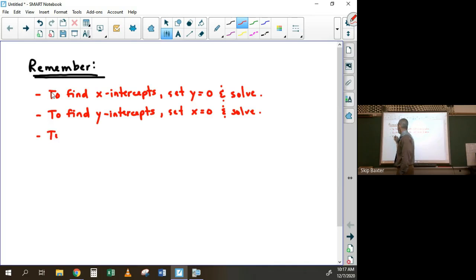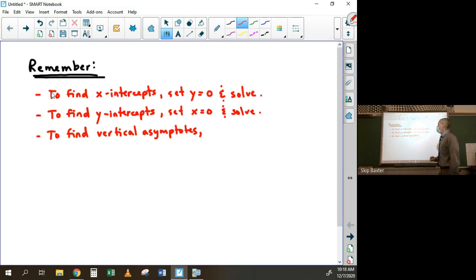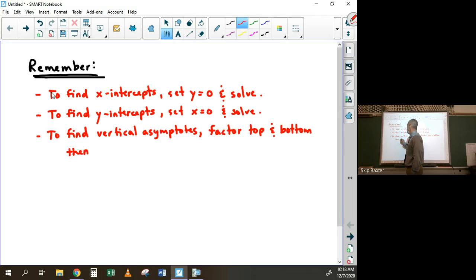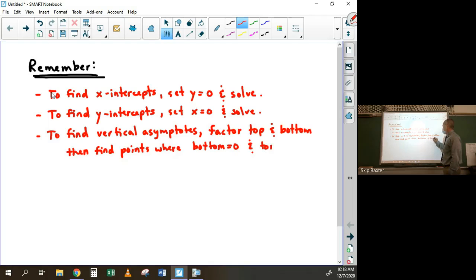To find vertical asymptotes, you factor the top and bottom of the rational function, and find points where the bottom is 0 and the top is not 0. That corresponds to a vertical asymptote. That's to find vertical asymptotes.